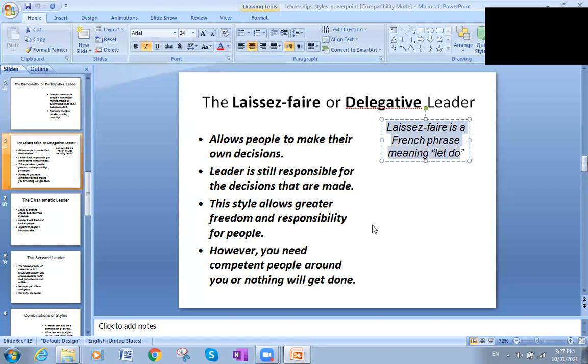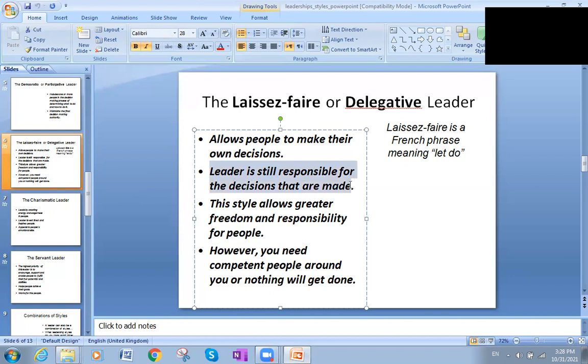He believed in their capabilities. He believed that these people are doing very well. And if there is any mistake done, he corrects it with them. He trusts the outcomes of the workers or the employees, the staff, the team who is working with him. He trusts their performance. And that is the laissez-faire. Okay. We also say allow people to make their own decisions. The leader is still responsible for the decisions that are made. He's still responsible for these decisions.